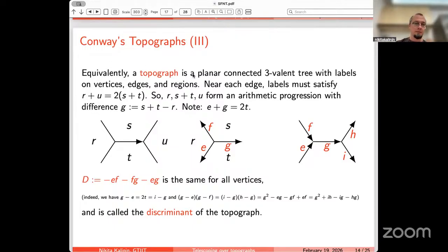So that's just another definition of a topograph. You can give this definition to high school students. We have a planar connected 3-valent tree, and we have labels on vertices, edges, and regions. And then near every edge, the labels must satisfy that R plus U is twice S plus T.